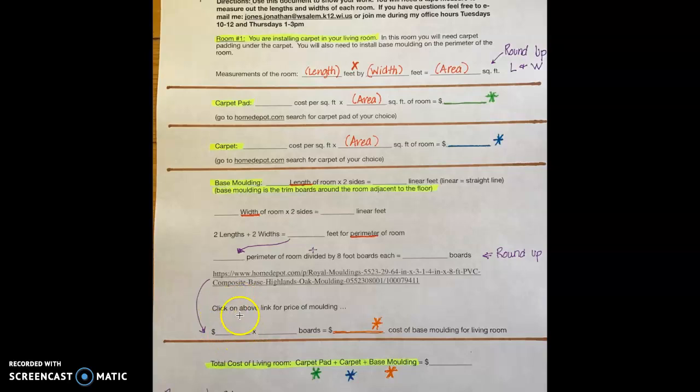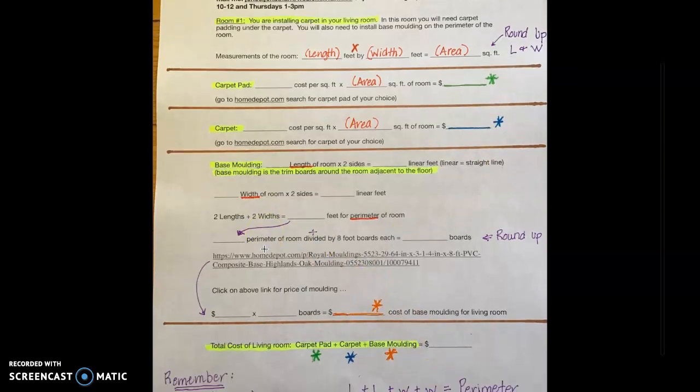Then you take the cost, whatever the cost is for the base molding, times how many boards, that gets you a cost for that. Now, notice how Mrs. Baker here had a green star and a blue star and an orange star. You're taking the green star plus the blue star plus the orange star for the total cost. And that's all you need.